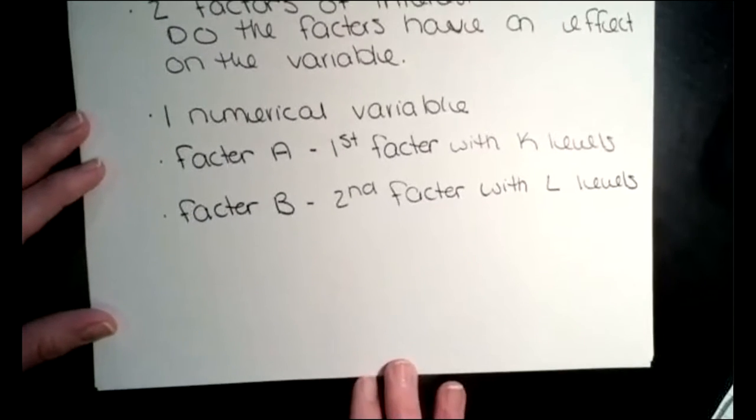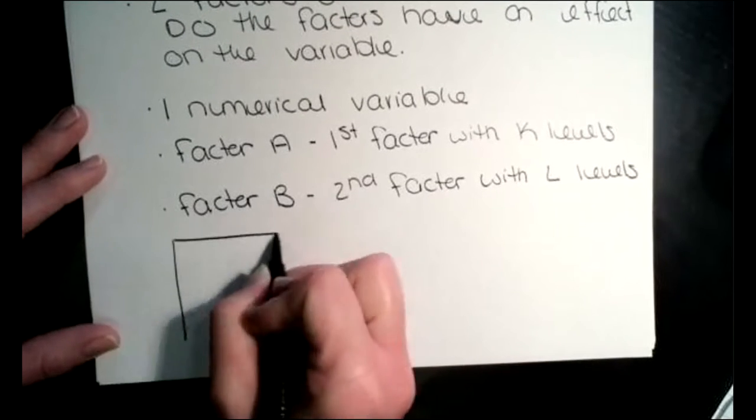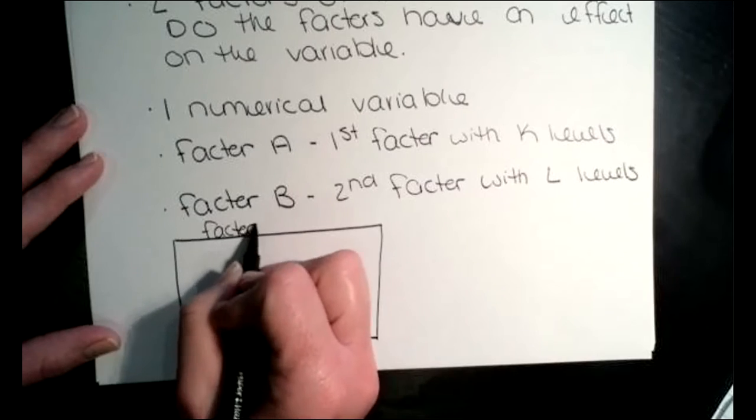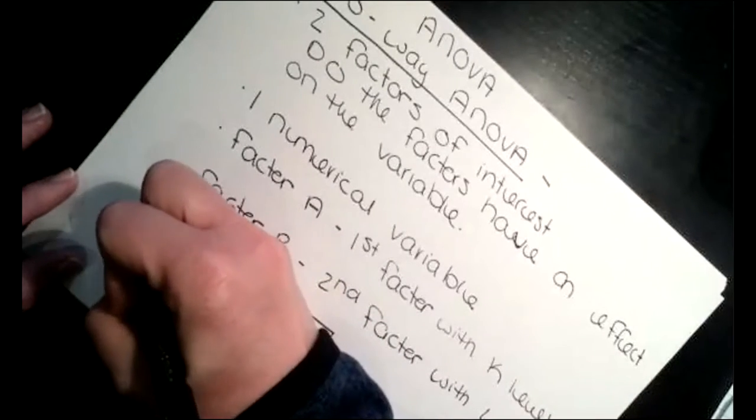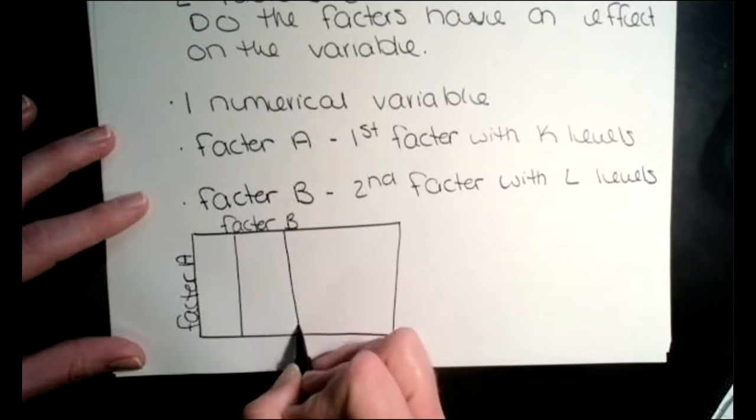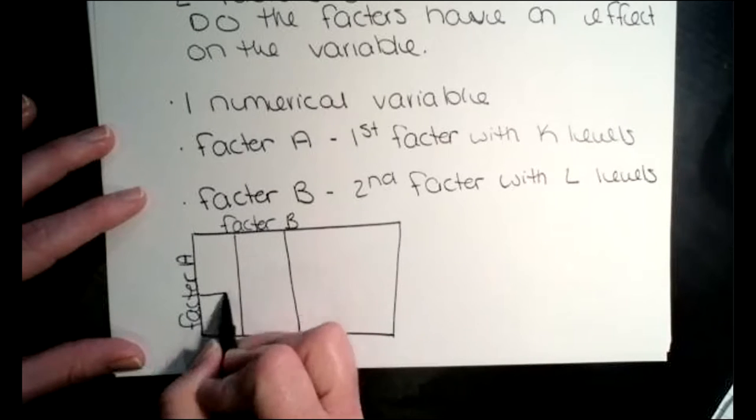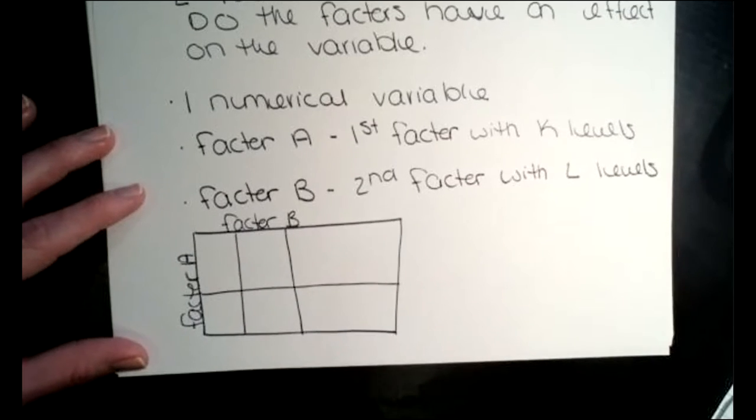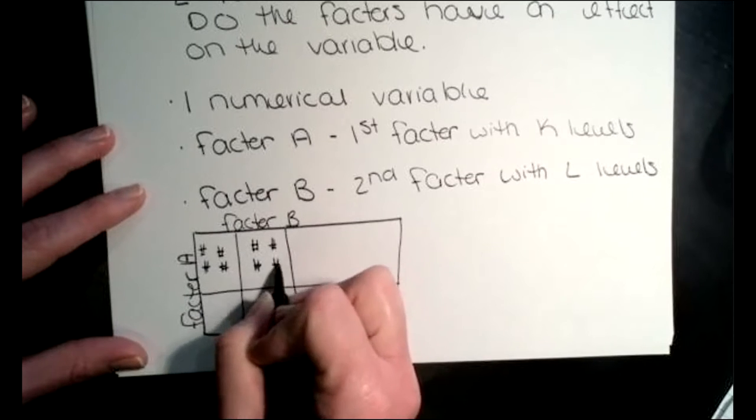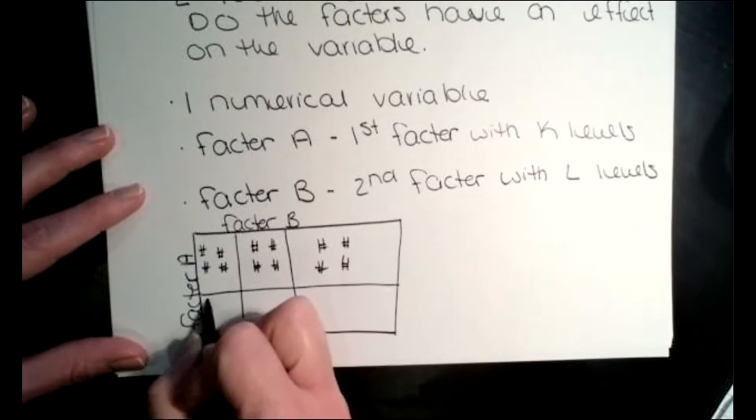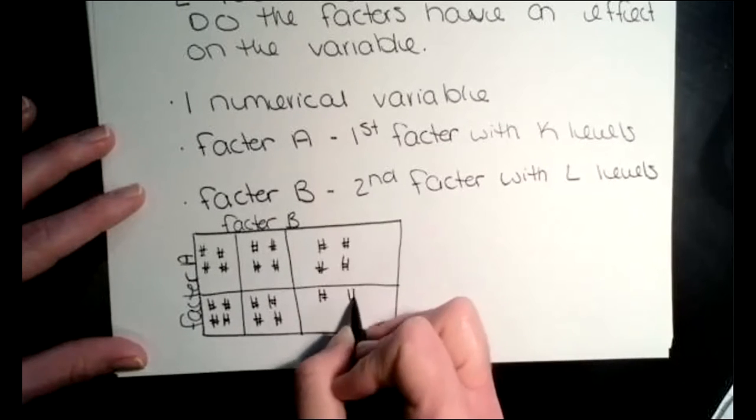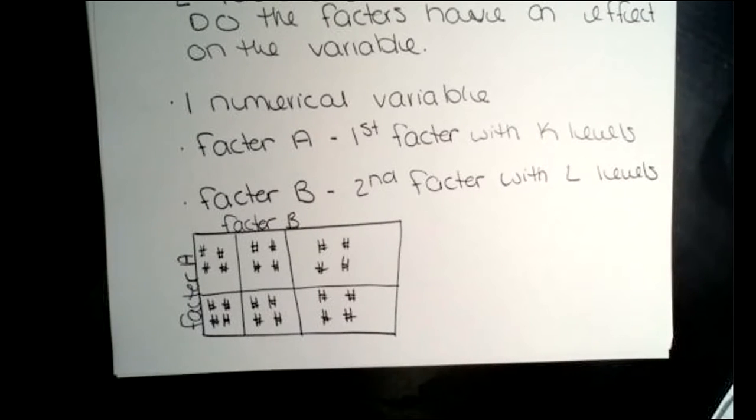So what we're looking at when we have this ANOVA, it's kind of like a two-way table set up. So we have factor B up here, and we have factor A over here to the left, and we will have something like this. And maybe we have like four data values in each box. And I want you to recognize each box has the same number of data values. Okay, so each box will have four data values.